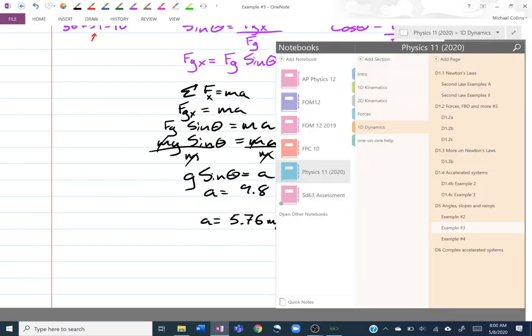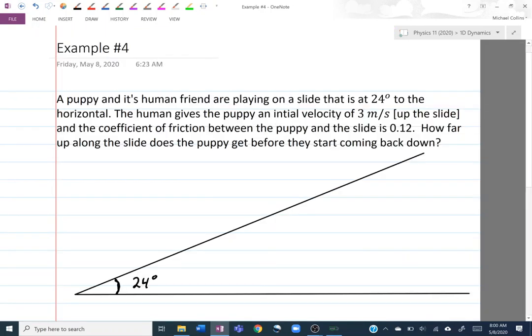I think I have one last example. This movie might turn out a little bit long, it looks like. A puppy and its human friend are playing on a slide that is at 24 degrees to the horizontal. The human gives the puppy an initial velocity of 3 meters per second up the slide, and the coefficient of friction between the puppy and the slide is 0.12. How far up along the slide does the puppy get before they start coming down?